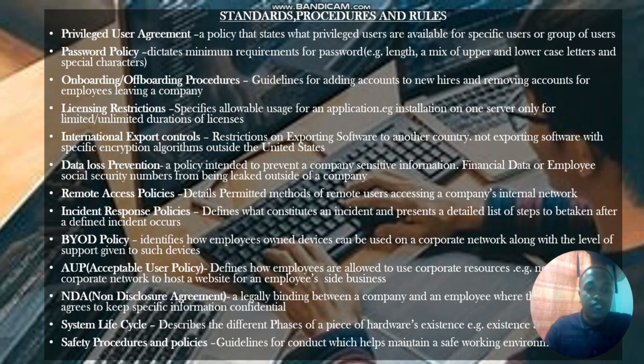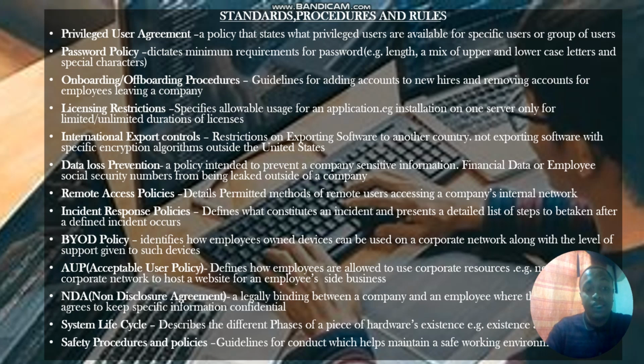Now I've talked about acceptable use policy, and this is what defines what employees are allowed to do with corporate resources. So if an employee in your company comes into certain use cases, they're supposed to know: I can do this, I cannot do this, I can do this, I cannot do this. So that is what we call an acceptable use policy.